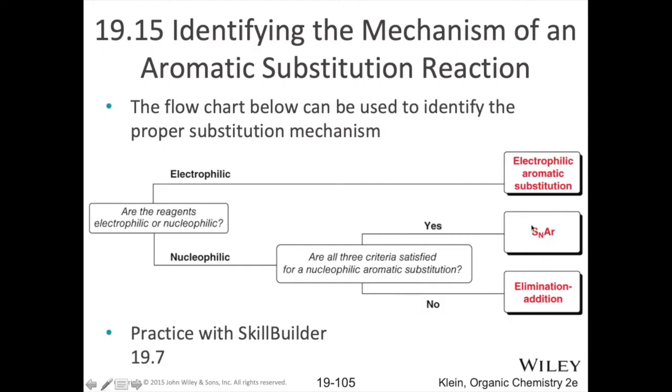To distinguish between those last two reactions, of course, remember, nucleophilic aromatic substitution had three key requirements. You need all three of those requirements to be met for it to be a nucleophilic aromatic substitution. If you don't meet all those three requirements, for example, if you don't have that strongly deactivating group present, you're going to go through this alternate mechanism. You're going to do an elimination addition instead.